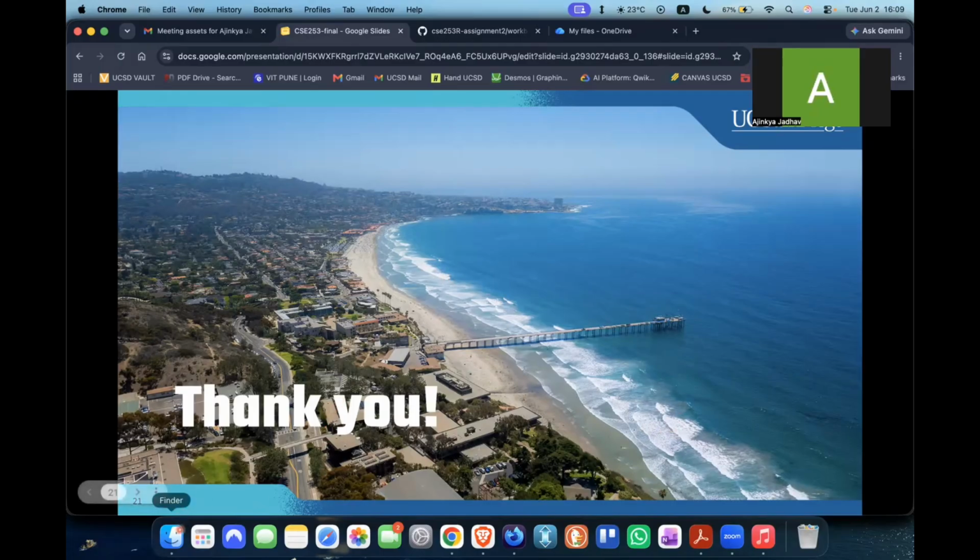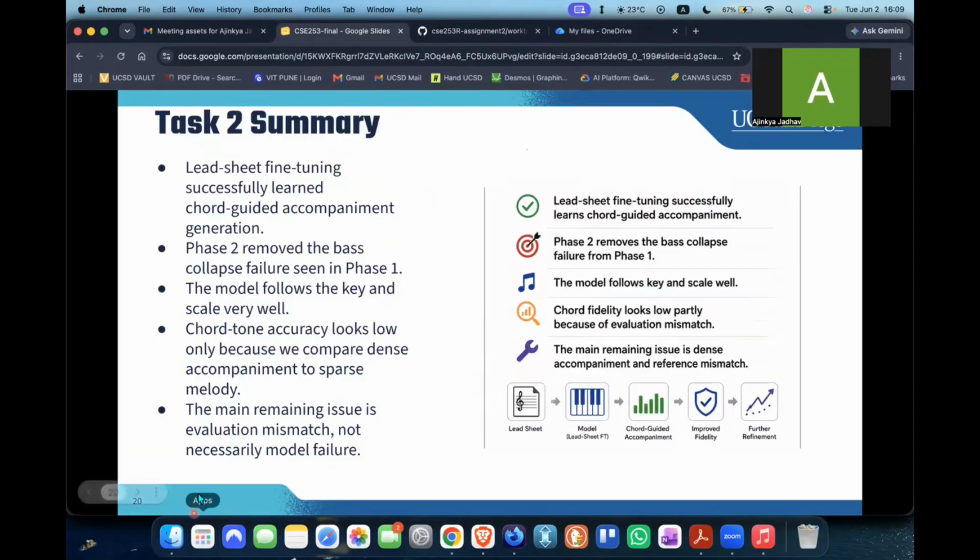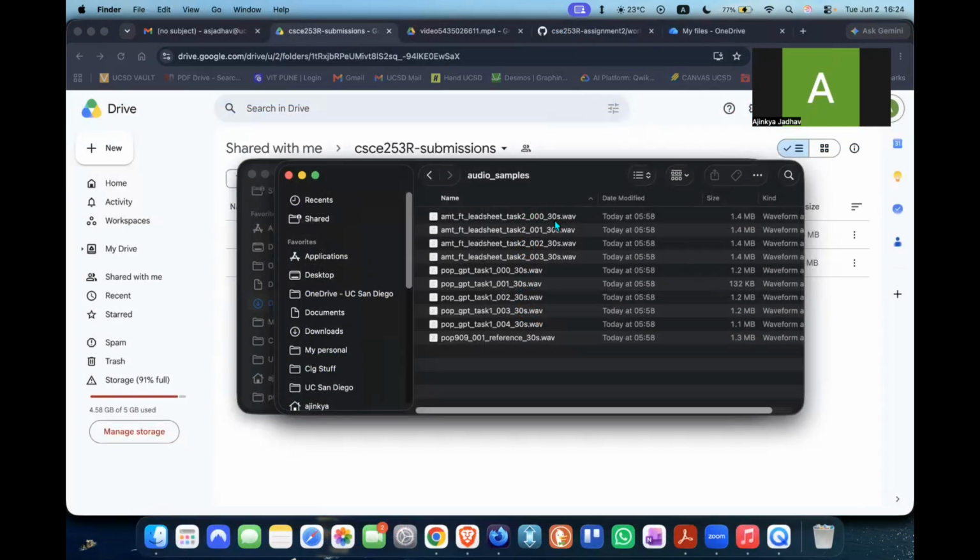Before going, I would like to show the few notes that I was talking about in my previous slides, which is basically how the remaining issue is the evaluation mismatch. Hi everyone. So as mentioned earlier, I'll be playing the entire audio clips, starting with the task 1 audio.